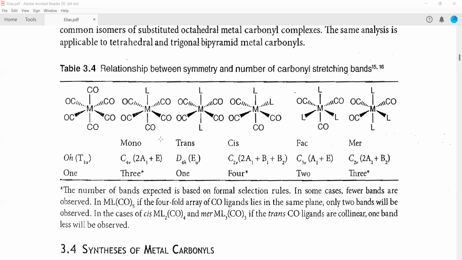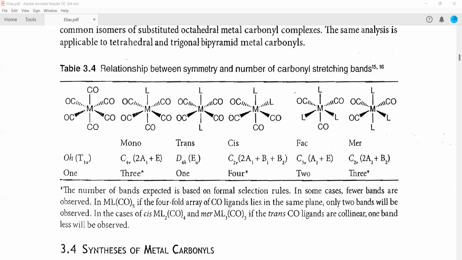Now let us talk about the second one. Here, what do you think is the symmetry? It is C4v, right? From this axial position, you have that axis, the C4 axis, and this axis has a plane also. That is why C4v. In this table, it is written 3, but what do you think it should be? It should be 2, right? But sometimes you get to see 3, sometimes you get to see 2.